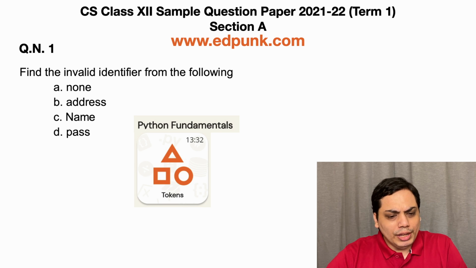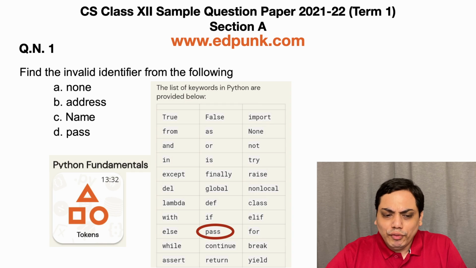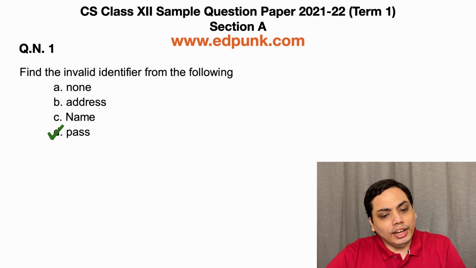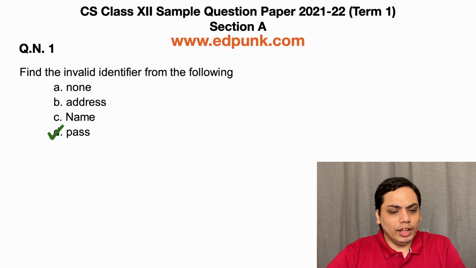Similarly, option B address and option C name are also valid. There are 35 keywords in Python and pass is actually a keyword and it is used as a jump statement. So option D pass is an invalid identifier because it is a keyword.